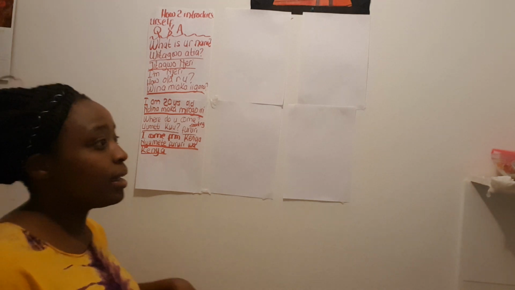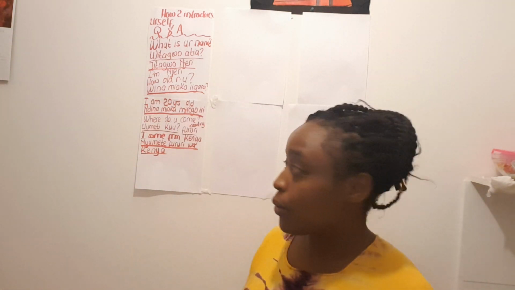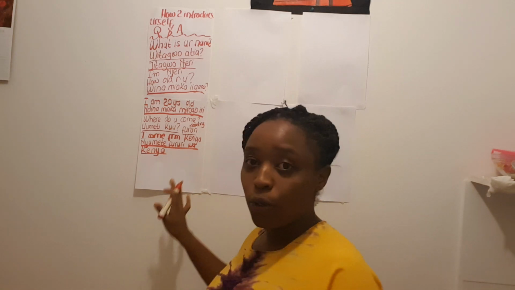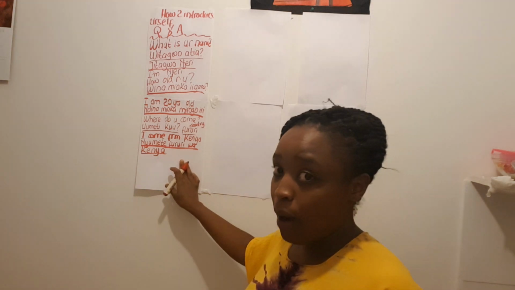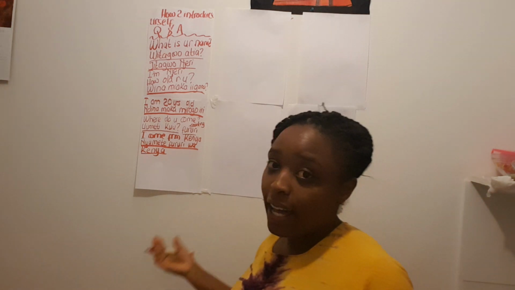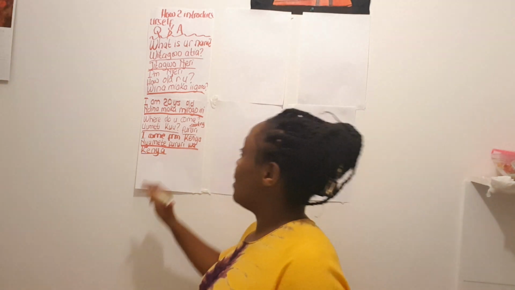You can even say I come from USA. I come from Europe. Nyumete forori wa Europe. Or Nyumete forori wa USA. Or you can say, I come from Australia. Nyumete forori wa Australia.